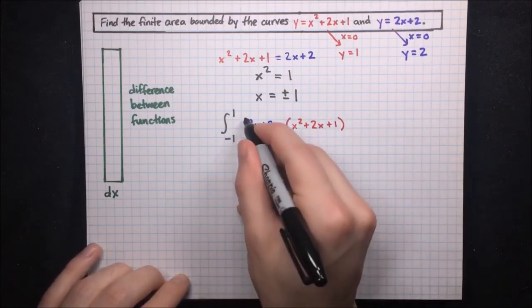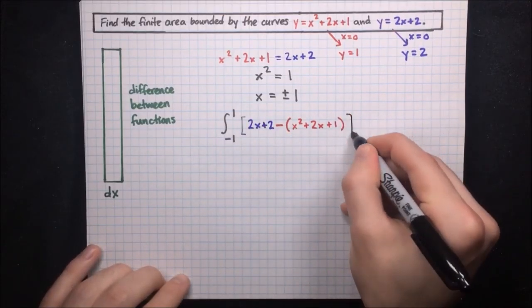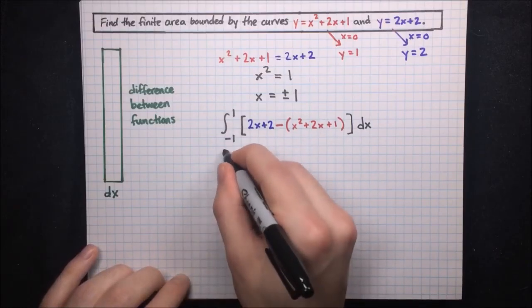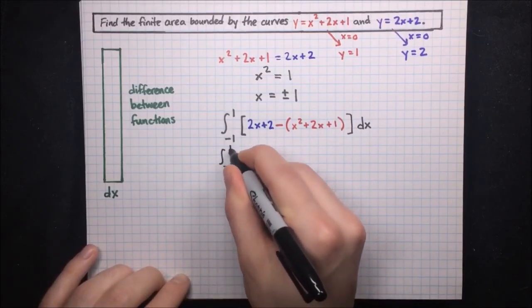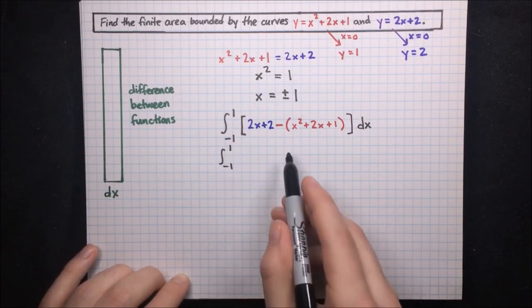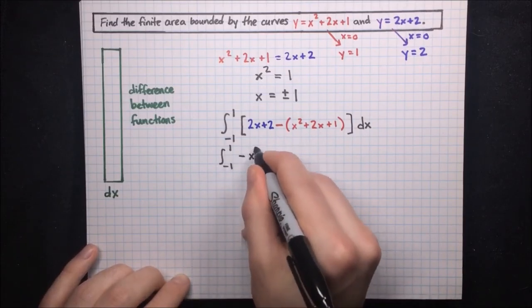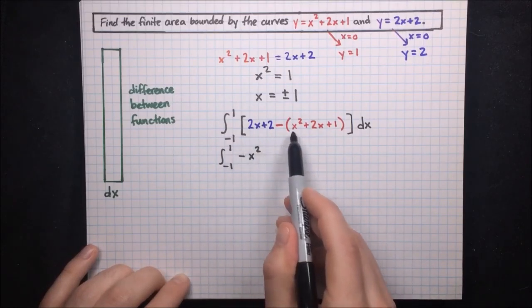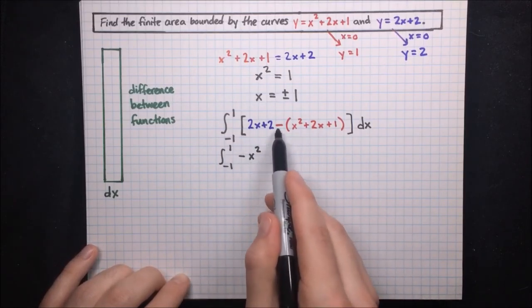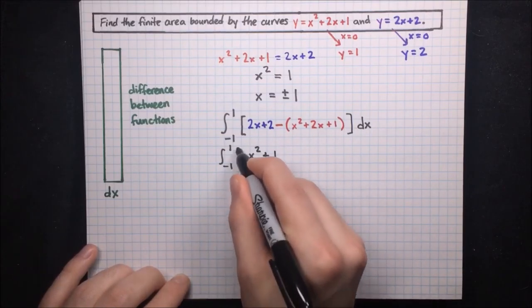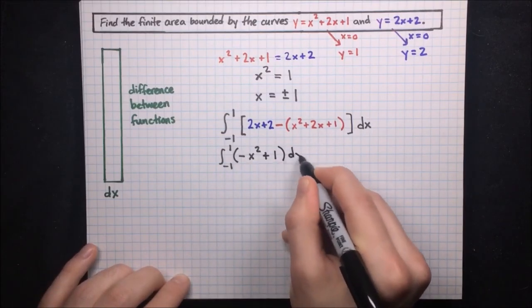And this is of course an integral with respect to x. So we put a dx at the end. So all that remains is to simplify and compute this integral. First we'll simplify it, so it becomes the integral from negative 1 to 1. Our highest degree term is an x squared, actually a negative x squared. And then 2x minus 2x cancels, and then 2 minus 1 is just 1. So negative x squared plus 1. And that's what we're really integrating here.